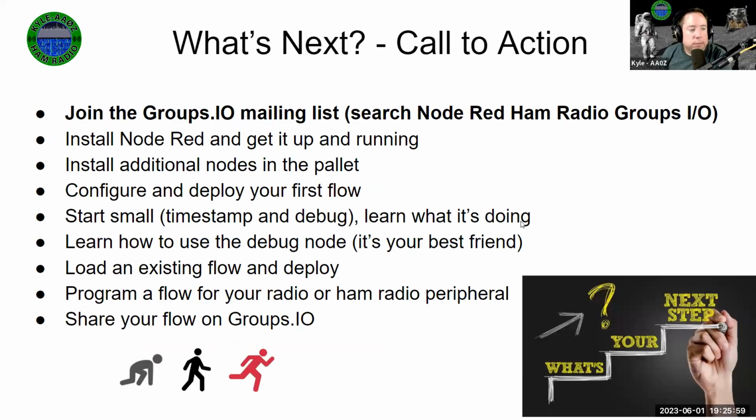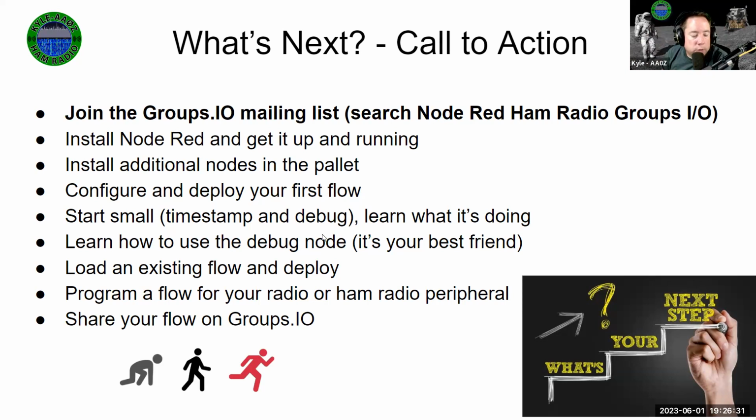So what's next? The first thing you should do is join the Groups IO if you want to learn more about NodeRed and all the things that go along with it. Install NodeRed and get up and running. Install additional nodes in the palette. Configure and deploy your first flow. Start small, right? You got to crawl, then you got to walk, then you got to run. Don't install 50 flows and expect everything to work right out of the box, because it's going to take some time to get you up to speed.